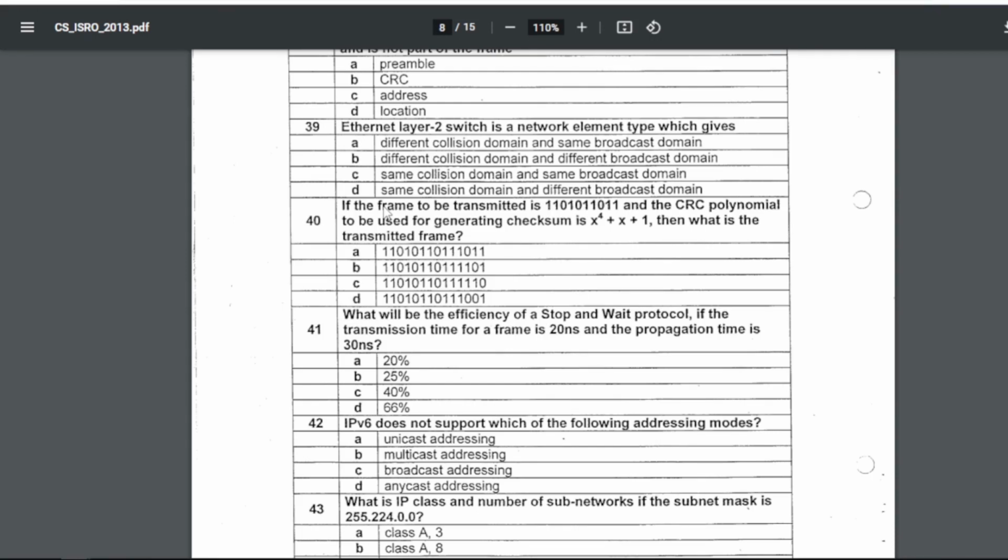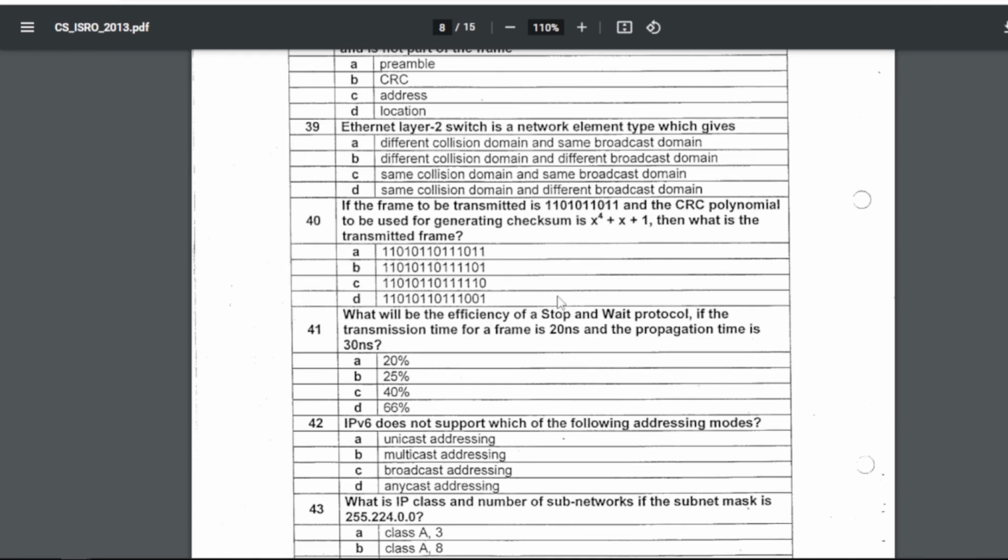Okay, so the next question is question number 39, that is, an Ethernet layer 2 switch is a network element type which gives what? For 39 our answer will be A, that is different collision domain and same broadcast domain. Ethernet layer 2 switch is a network element type which gives different collision domain and same broadcast domain.